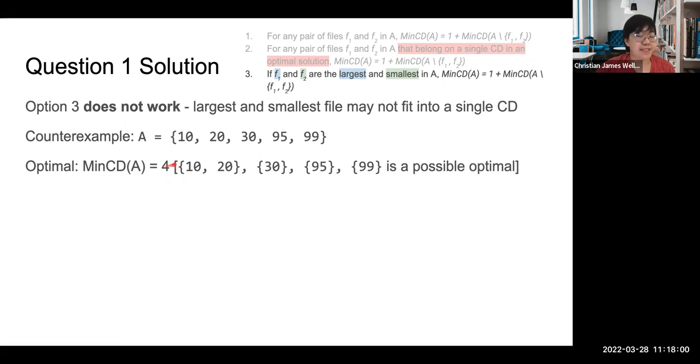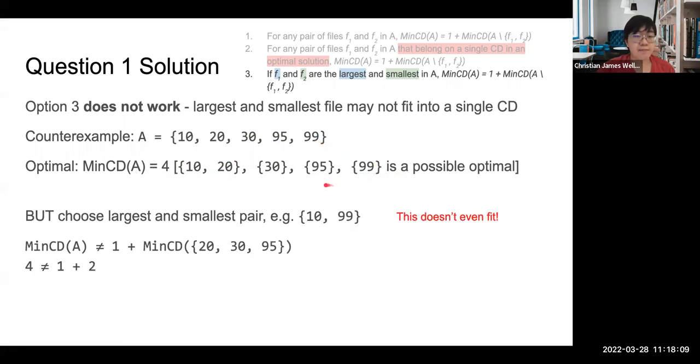You have 4 CDs. You only need 4 CDs to pair up things as needed. That's the optimal answer. But if you choose the largest and smallest, like 10 and 99, they don't even fit into a single CD, and so the recursion doesn't quite make sense.